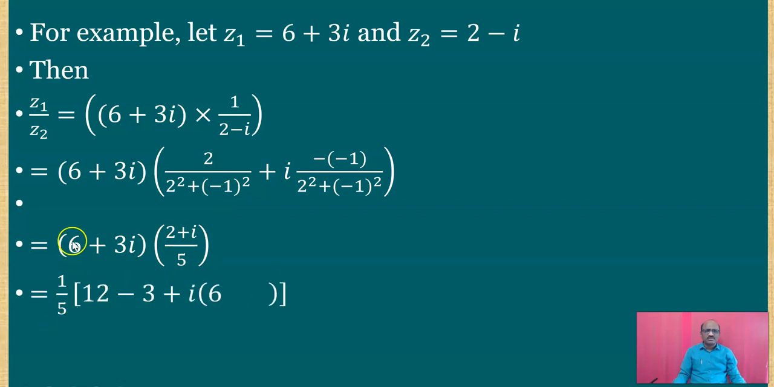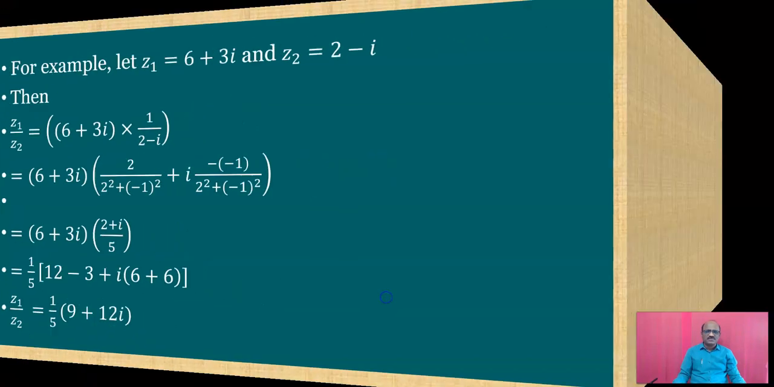Therefore you will get 1 by 5, (6 plus 3i) into (2 plus i). If you take the multiplication, 6 into 2 is 12, 3i into i is 3i square, which is minus 3, plus i times 6 plus 6. Therefore you will get z1 upon z2 is equal to 1 by 5, (9 plus 12i).